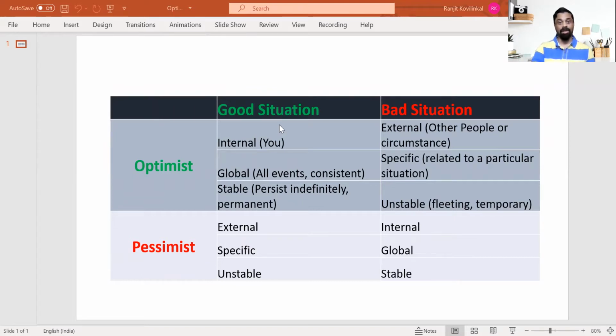So if you look at it, the optimist, how they look at a good situation. The optimist ascribes the situation to themselves. That is, it is internal, it is global, which means to say that it is consistent.